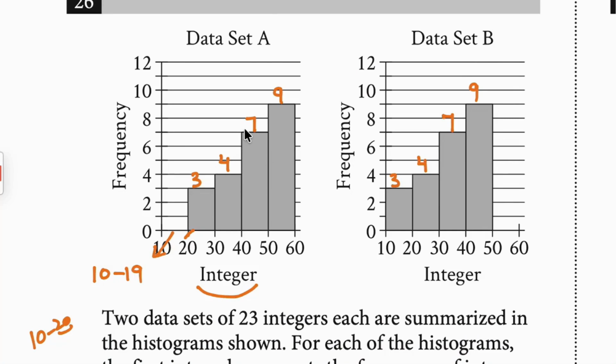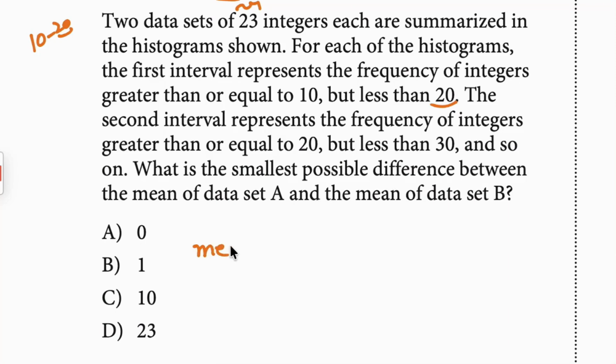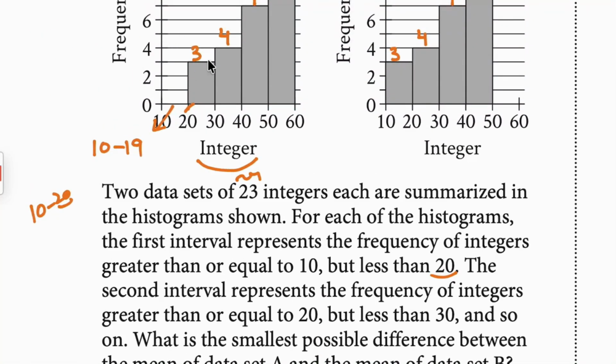So 3 plus 4 plus 7 plus 9, there are 23 integers. Now if I try to find the mean of the first one, it's from 20 to 30. That means 20 is included. So 3 times 20 plus 4 times 30 plus 7 times 40 plus 9 times 50 over 23. Let's write the formula for mean first. So mean is actually xi times fi, sum of all of them over sum of all the frequencies, right?